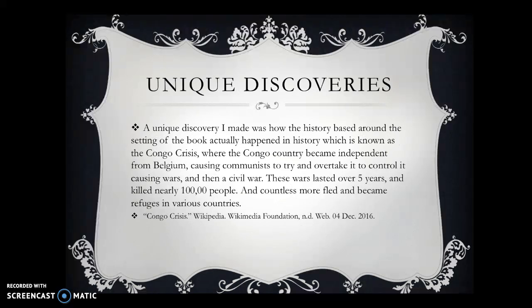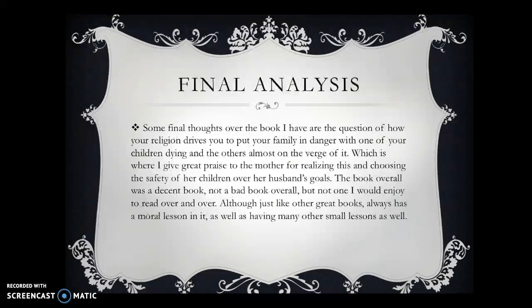A unique discovery I made with the story was how the history based around the book actually happened, where it was known as the Congo crisis, where the Congo country became independent from Belgium, causing communists to try and overtake it, to control it, causing wars and civil wars as well. These wars lasted over 5 years and killed nearly 100,000 people, and countless more have fled and became refugees in various countries. And my source was the Congo Crisis on Wikipedia website.